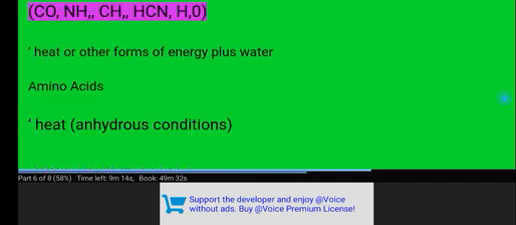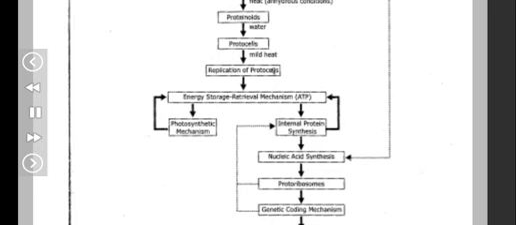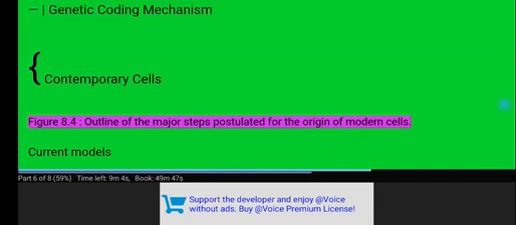Gases of the primitive Earth atmosphere: CO, NH3, CH4, HCN, H2O. Heat or other forms of energy plus water yield amino acids. Heat under anhydrous conditions yields proteinoids. Proteinoids plus water and mild heat yield protocells. Then come replication of protocells, an energy storage and retrieval mechanism, ATP, photosynthesis, internal protein synthesis mechanism, nucleic acid synthesis, protoribosomes, and a genetic coding mechanism, leading to contemporary cells. Figure 8.4, outline of the major steps postulated for the origin of modern cells.